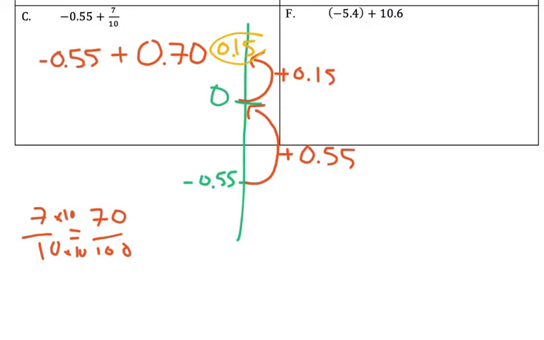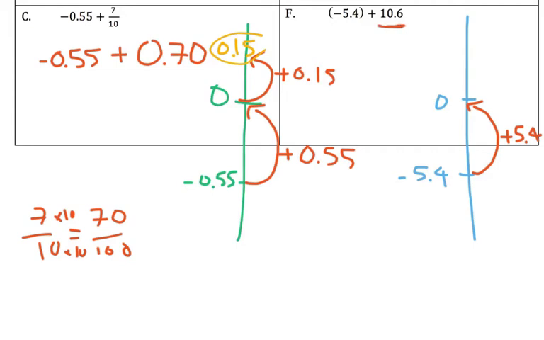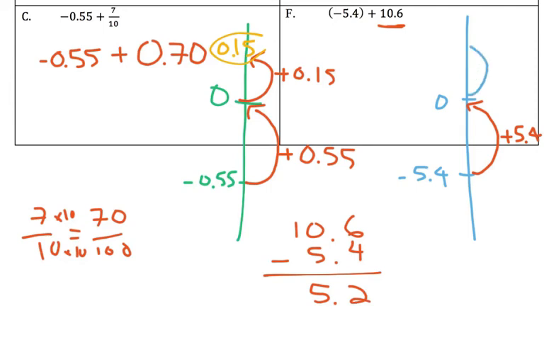Alright, and then for F we have negative 5 and 4 tenths plus 10 and 6 tenths. That negative starting number means we're starting below 0 at negative 5 and 4 tenths. And we're adding 10 and 6 tenths. So if we were to do that in one jump to start, we're going to make it to 0. And then to figure out how much left we have of that 10 and 6 tenths, you could do 10 and 6 tenths minus 5 and 4 tenths, which equals 5 and 2 tenths. So that's what's left over. And that's why the answer is 5 and 2 tenths.